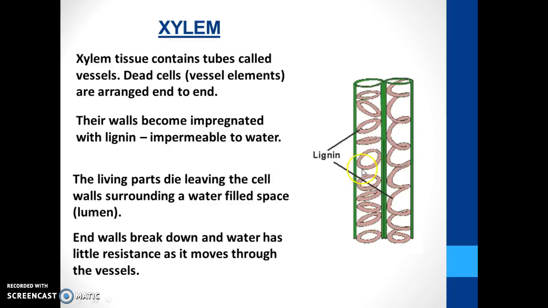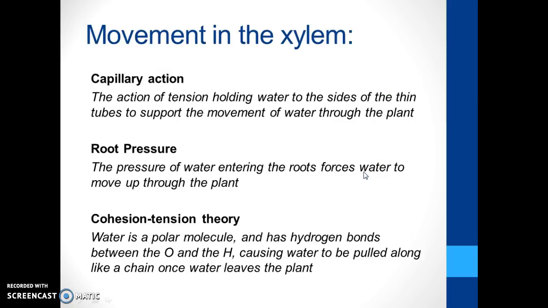The living parts die, and then the cell's walls remain, and that forms that space. And the end walls then break down, so we end up with a tube. So we've got these side walls here formed by previous living cells, and all the bits in between have died, which allow these tubes to move water. And how does the water move?